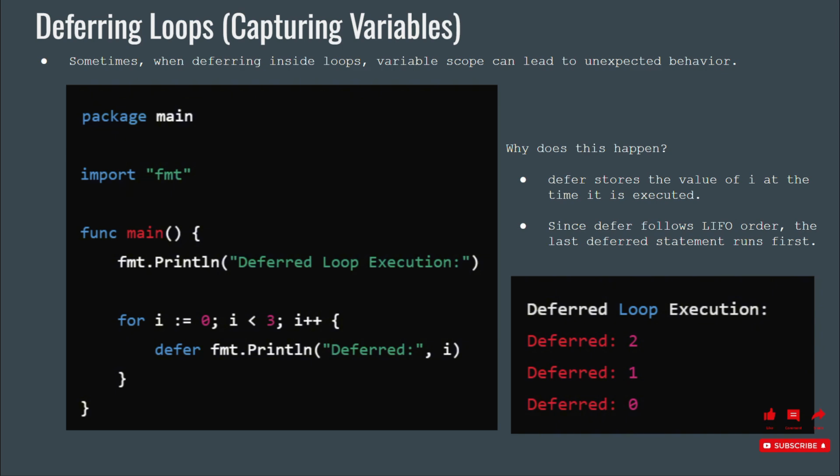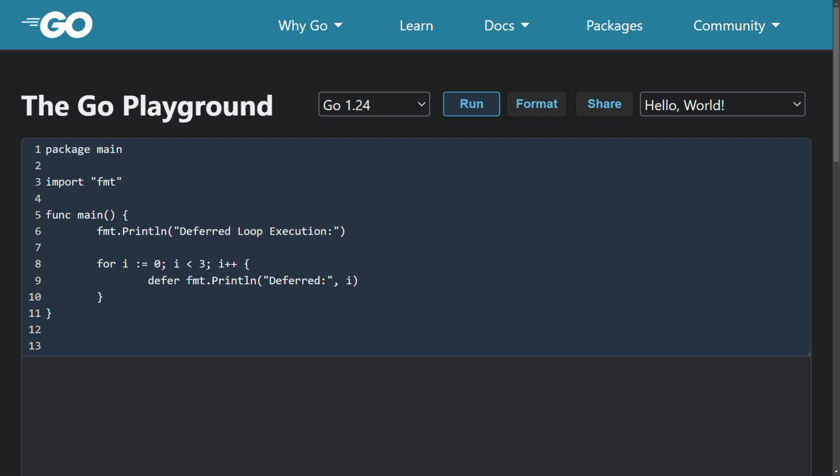Let's run this program and take a look at it. At the very bottom of the stack, we have deferred 0, then we have deferred 1. At the very top, we have deferred 2. Last in, first out.